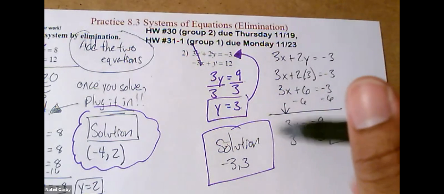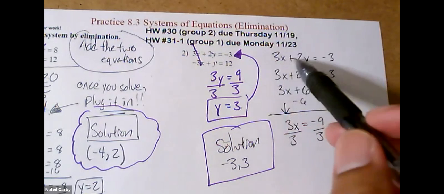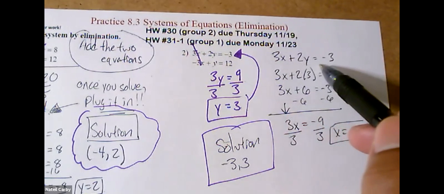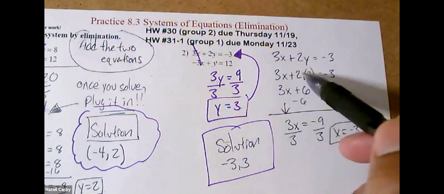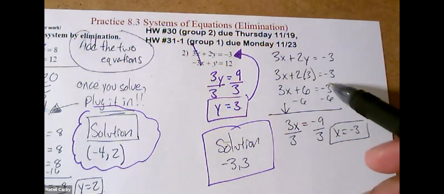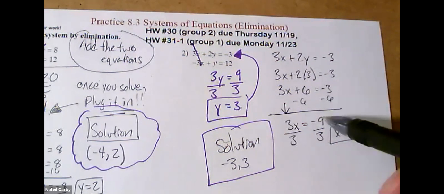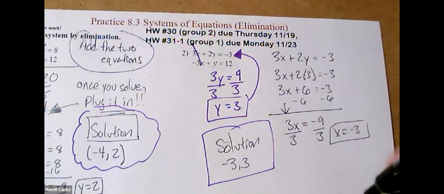Okay. Then once you get your solution, again, plug it into the original equation, which I wrote over here. 3x plus 2y equals negative 3. Replace my y with 3. So 3x plus 2 times 3 equals negative 3. Right? 2 times 3 is 6. Subtract both sides, I get negative 9. And then I divide by 3.